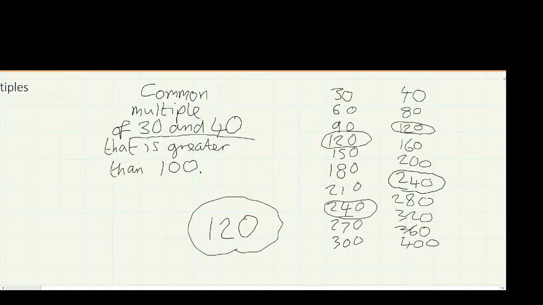he'll give some other criteria, I suppose. Maybe the criteria was less than 200. If you had said, find the common multiple of 30 and 40 that was greater than 100 and less than 200, 240 wouldn't be the right answer. So possibly that was something he would have spoken about.